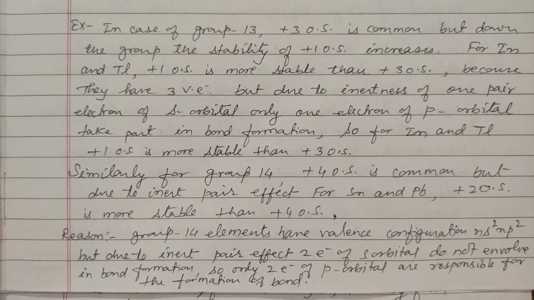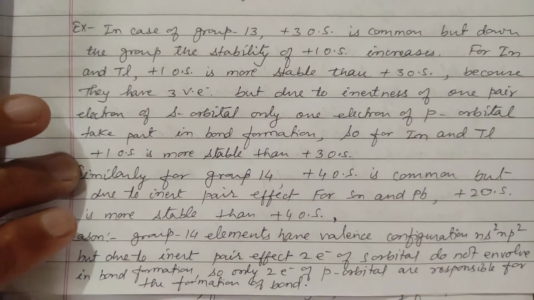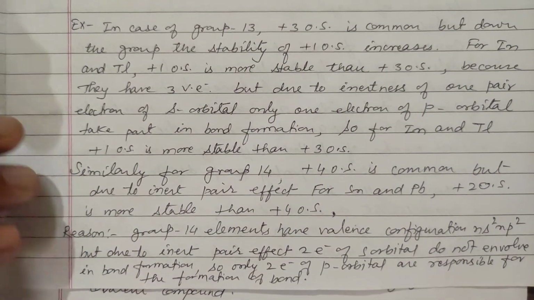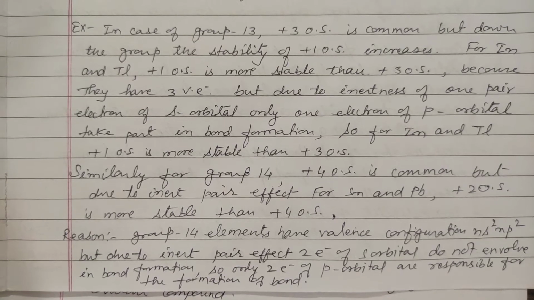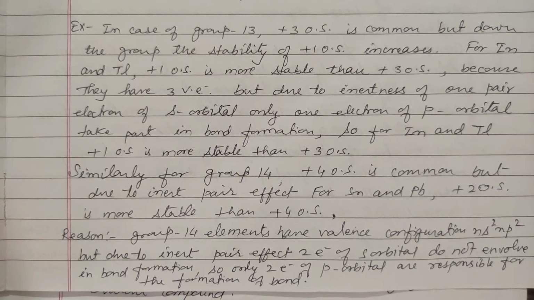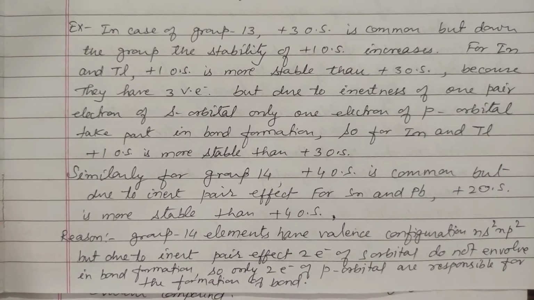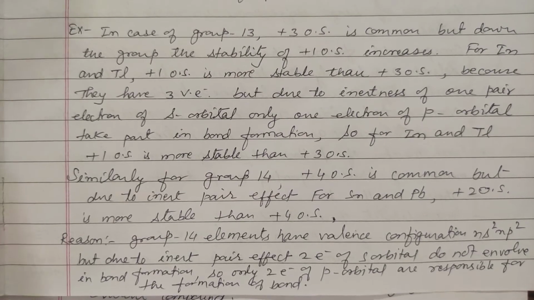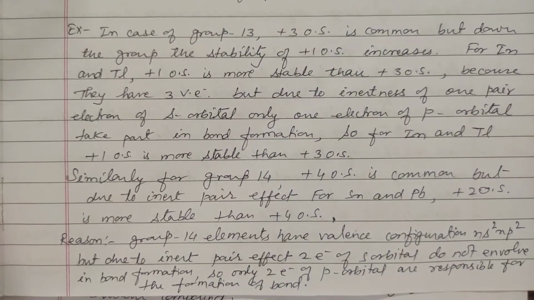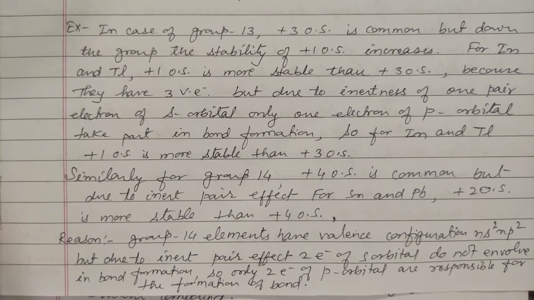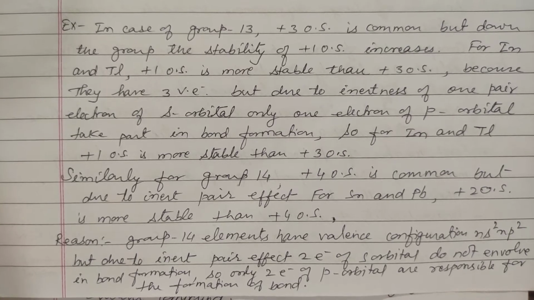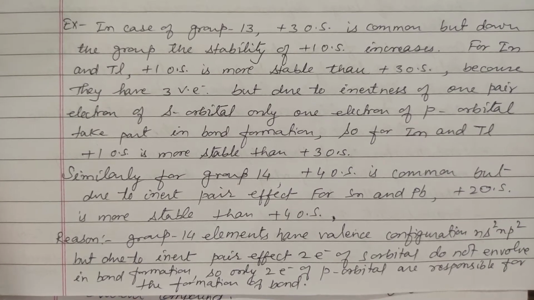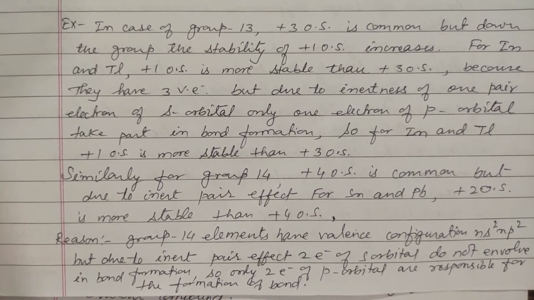Now come to the reason. Suppose someone asks, why does the inert pair effect arise? How does it arise? For group 14 elements, it has 4 valence electrons, ns2 np2. Now 2 electrons of the s orbital become inert and do not get involved in formation of bonds. So only 2 electrons of the p orbital are responsible for the formation of bonds.